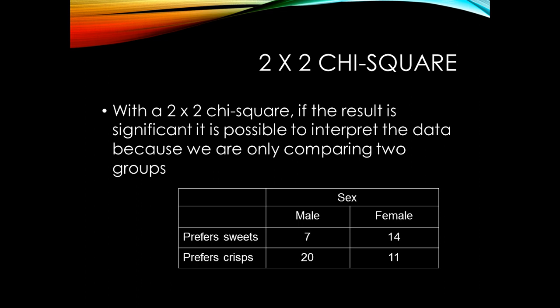Now the same grid again appears here, and this is referred to as a 2 times 2 chi-square because you've got 2 boxes on the vertical column, sweets and crisps, and 2 boxes on the horizontal column, male and female. If you had somebody who said that they were neither male nor female, then you might be looking at 2 times 3, but we're not, we're looking at 2 times 2. There are bigger chi-squares that can be looked at, but we'll stick to this one for the moment. So far, hopefully, so straightforward for you.